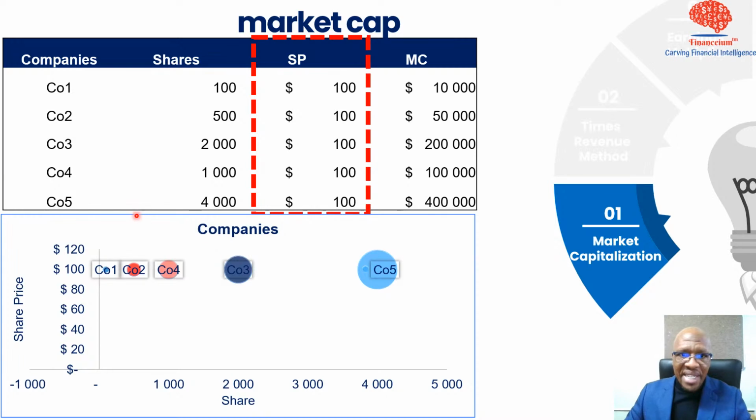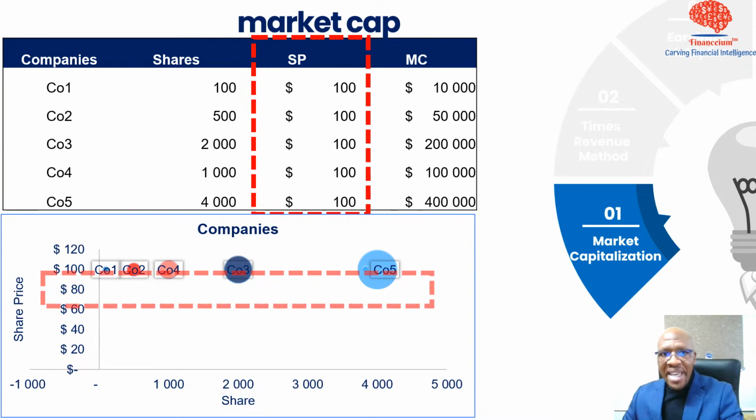So here you can now clearly see that company 1, with shares outstanding of 100 shares and a share price of $100, with a market cap of 10,000, is the one with the lowest market cap. And incidentally, in this case, company 5, with 4,000 shares outstanding, still trading at $100, becomes a 400,000 market cap and is the largest there.